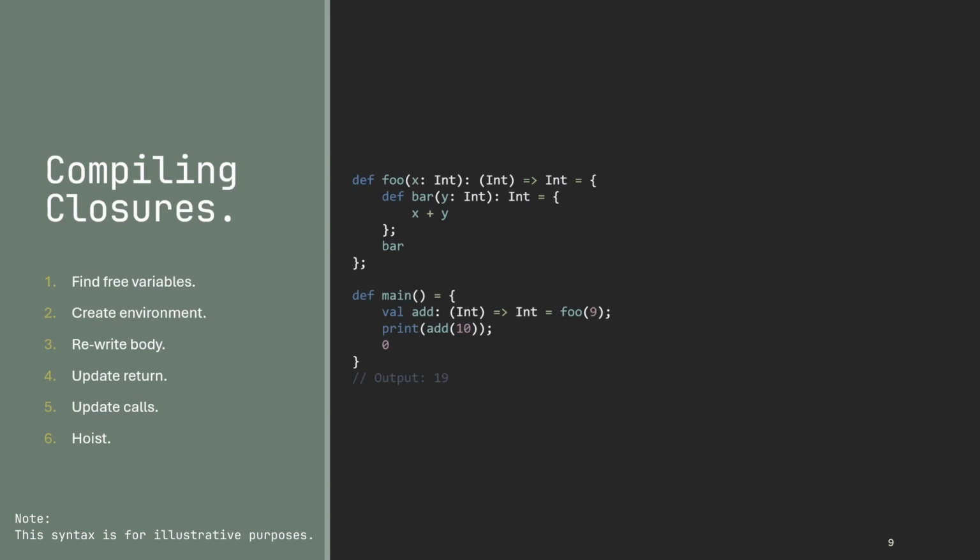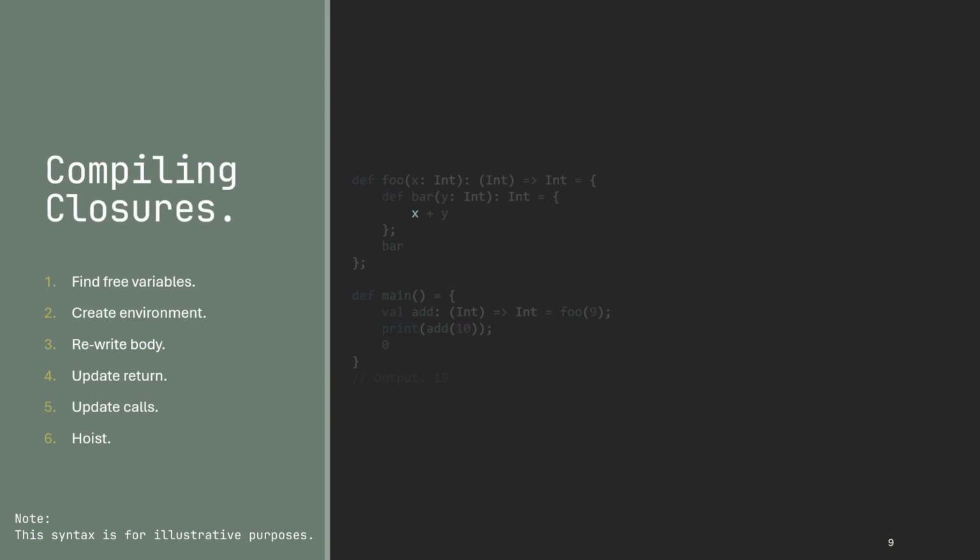First, we traverse the entire program and analyze each function. We check if the function contains any free variables. These are variables referenced inside the function but aren't defined inside the function. Foo here only defines the bar function and returns the bar function, so there are no free variables here. Bar, however, does have a free variable here. X is not defined inside bar, but outside it in foo.